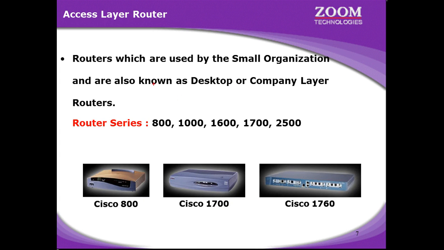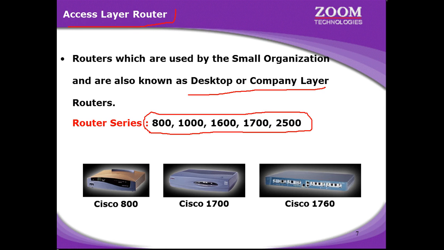Routers which are used by small organizations are also known as the desktop or company layer. So the access layer, we also call the desktop layer or company layer. The access layer is mostly used in small organizations or branch offices, where we use 800, 1000, 1600, 1700 and 2500 series routers.